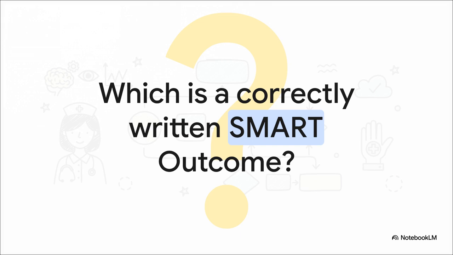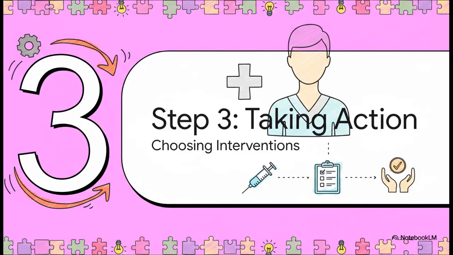That's a perfect goal. Okay, we figured out our priority patient, we've set a beautiful SMART goal. Now it is time for step 3, action. This is where we choose our interventions. This is the how. How are we going to get the patient to that outcome?